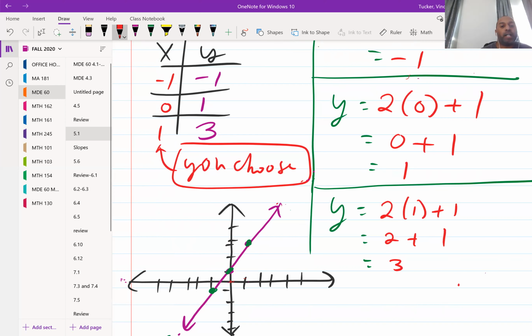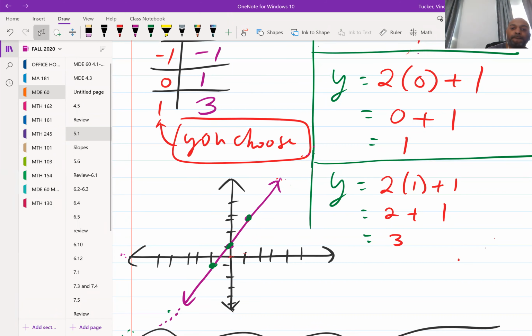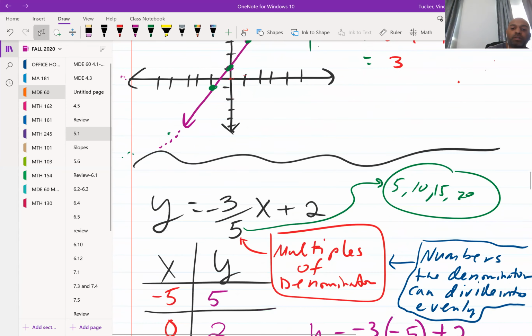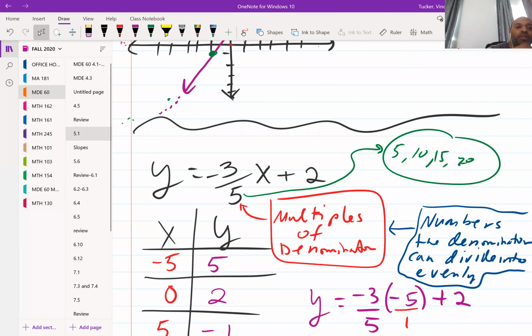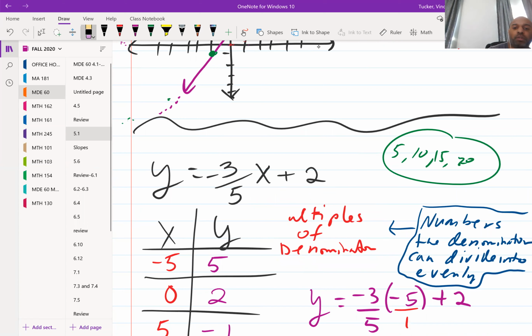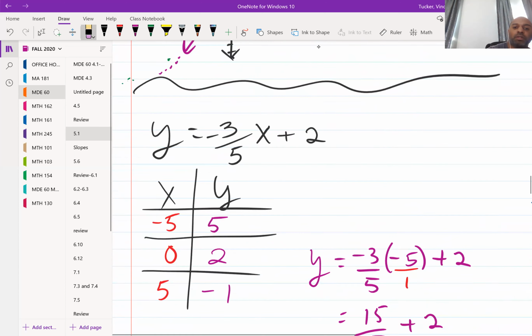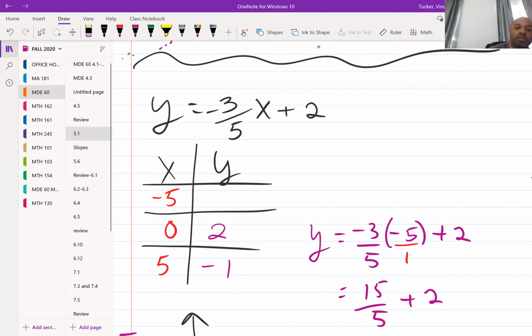Any questions before we look at another one? All right. So I'm gonna erase this stuff just so we can see what the problem is without all my writing. I'll put it back up in a second though. All right. So the equation is y equals -3/5 x plus 2.